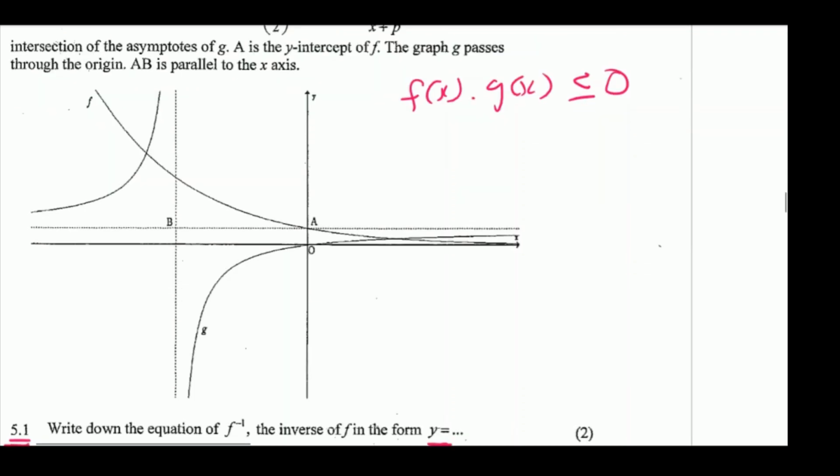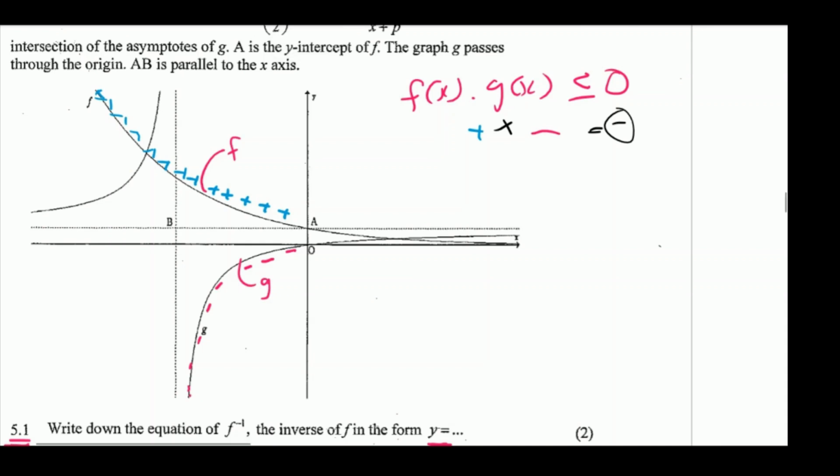So this is our graph of f, this is our graph of g. So this part of the graph of f here, our y values are positive, right? Going up they are positive. And then for our graph of g, our y values are negative here, going down they're negative. So when you multiply a positive with a negative, you get a negative, right? So this is what we are looking for.